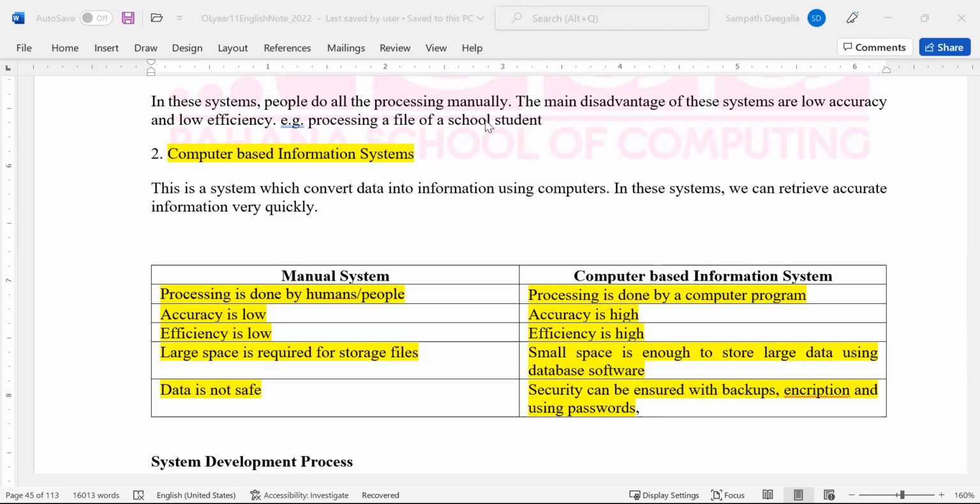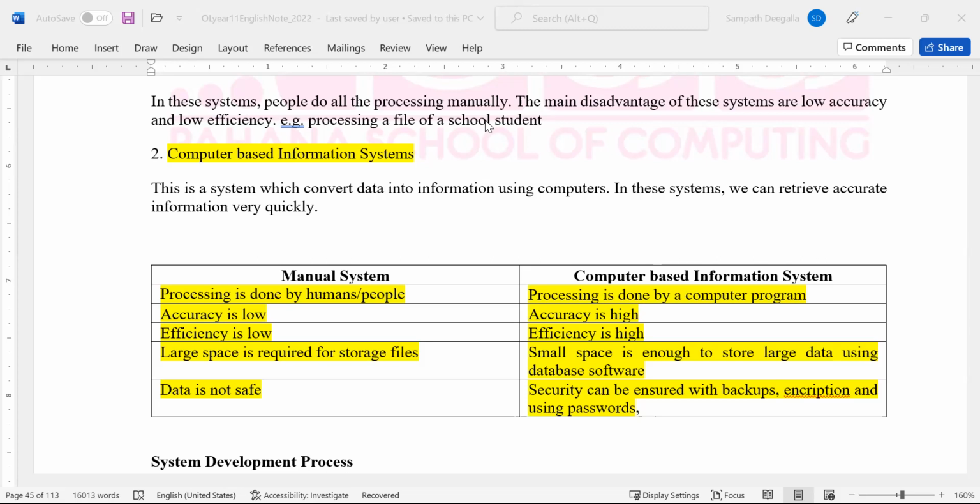But then if you have a computer-based information system, things will be slightly different. Everything is done by a computer program, and this is written previously, and then you can use it.